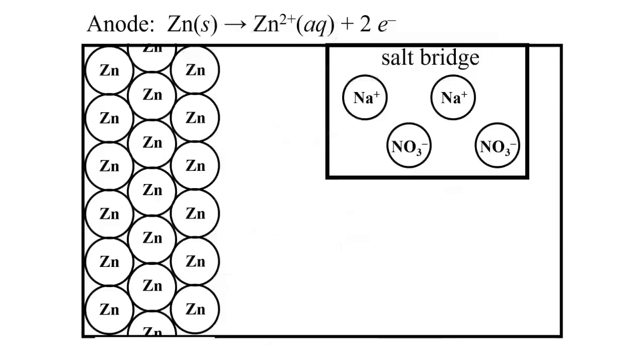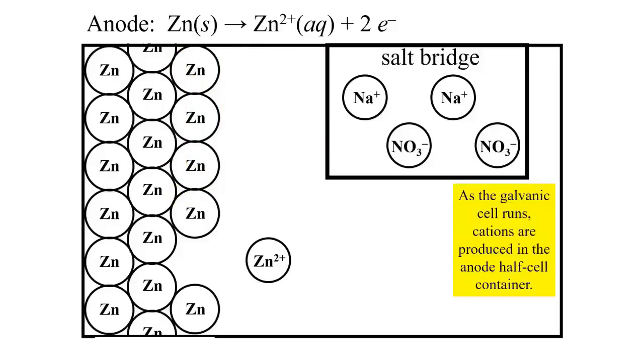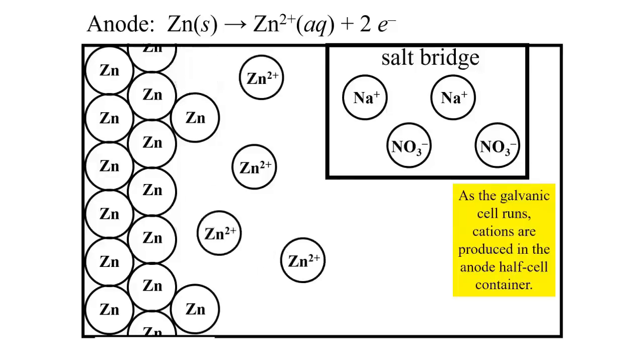Now, let's take a look at a zoomed-in view of what happens in the anode half-cell container. So at the anode, oxidation occurs. Here we have an atom of zinc losing 2 electrons as it is converted into a zinc 2+ ion. So it enters the solution. Electrons that are lost in this oxidation reaction travel through the wire from the anode to the cathode. As the galvanic cell runs, cations are produced in this anode half-cell container.